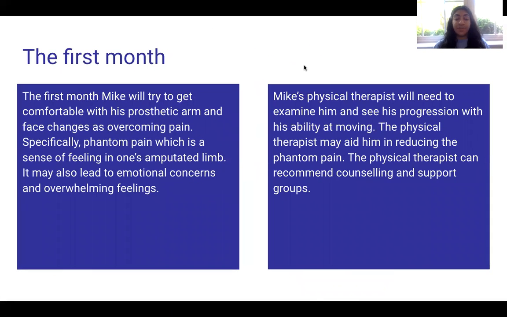In the first month, Mike will try to get comfortable with his prosthetic arm and face a few challenges overcoming pain, specifically phantom pain, which is a sense of feeling in one's amputated limb. It may lead to emotional concerns or overwhelming feelings. Mike's physical therapist will need to examine him and see progression in his ability to move. The physical therapist may aid him in reducing the phantom pain and can also recommend counseling and support groups to help him get through this time.